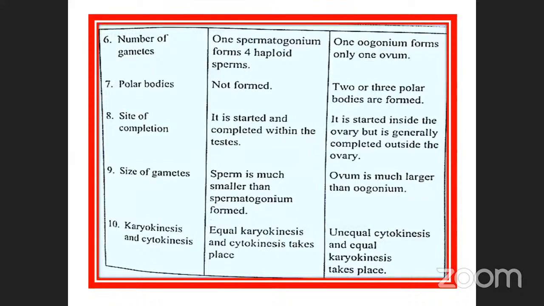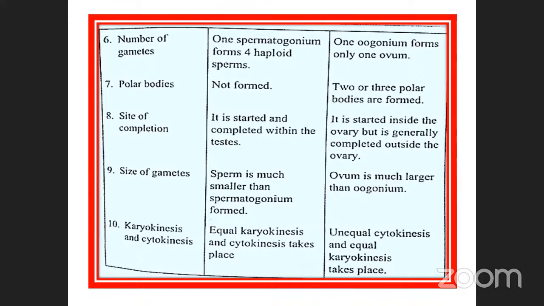Site of completion: spermatogenesis is started and completed within the testes only. But oogenesis is started inside the ovary and is generally completed outside the ovary. Size of the gamete: sperm is much smaller than the spermatogonium, while the ovum is much larger than the oogonium. Okay, this is very, very important.